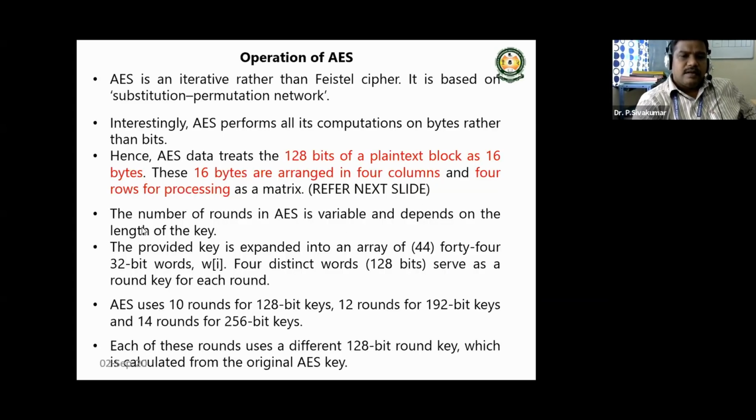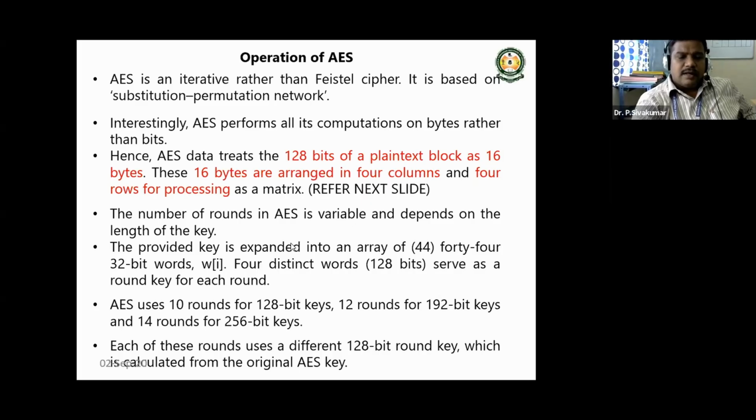Okay. So the number of rounds in AES is variable. It depends upon the length of the key. For example, AES uses 10 rounds for 128 bit keys. Suppose you are using the key size 128 bit, you use 10 rounds. A 192 bit key takes 12 rounds, and a 256 bit key uses 14 rounds. So normally we use 128 bit key with 10 rounds and 128 bit plain text. Okay.